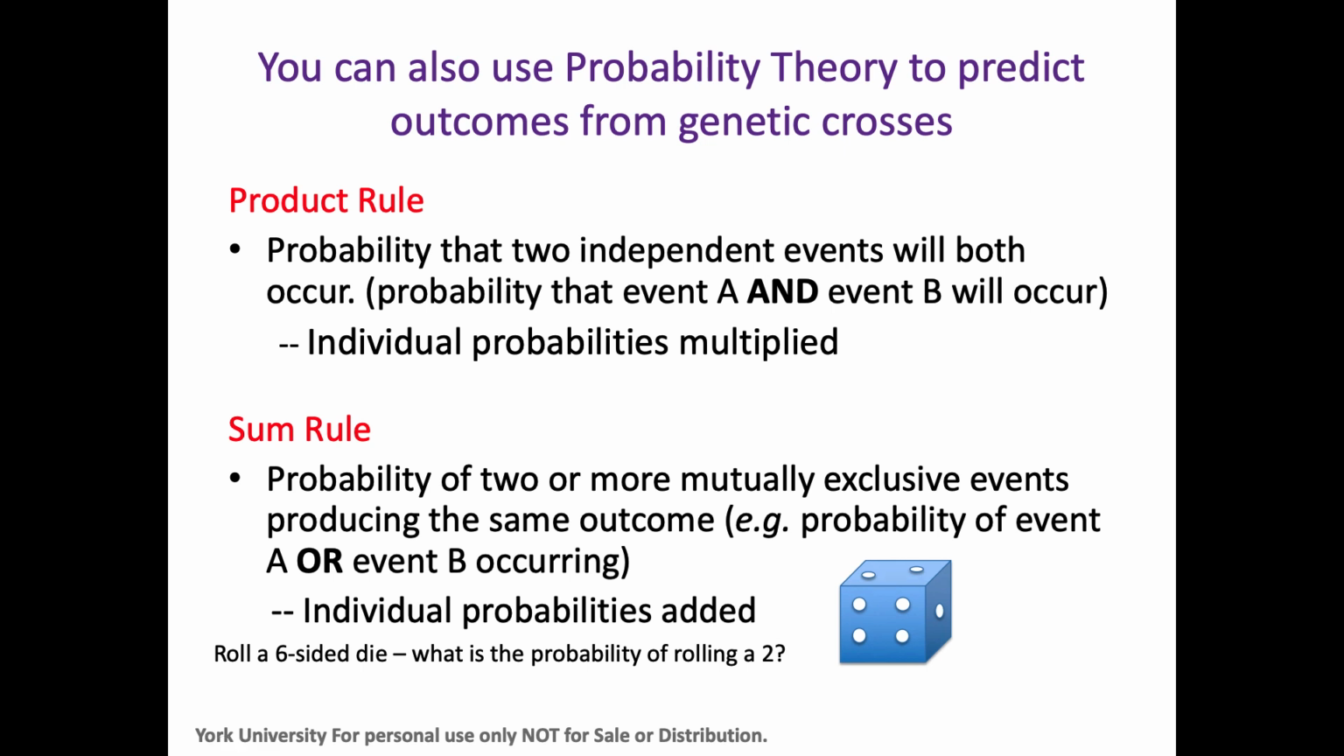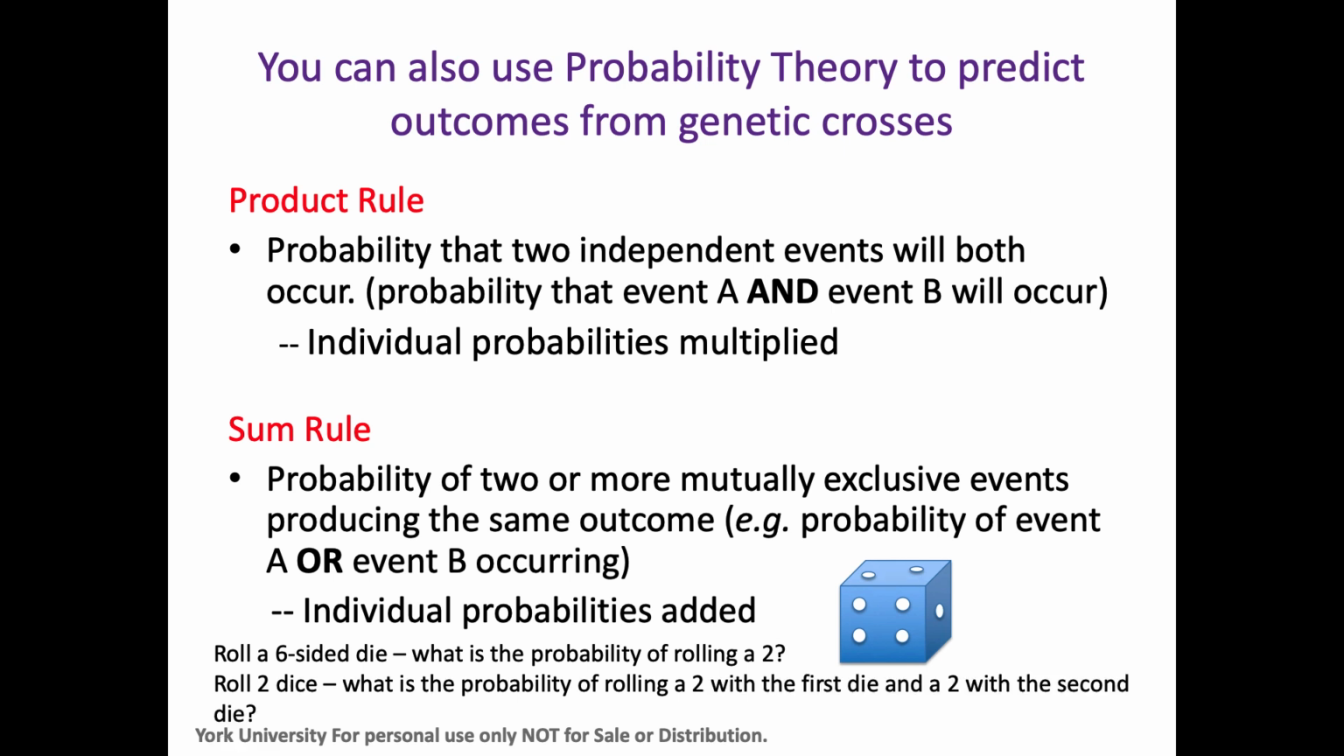Let's now look at a situation where we're going to be rolling 2 dice. What would be the probability of rolling a 2 with the first die and rolling another 2 with the second die? So here we're looking at trying to work out the probability of 2 different events happening essentially at the same time. They're independent events. The first event is rolling a 2 with the first die, and the second event is rolling a 2 with the second die. We want to know the probability of both these things happening, so we're connecting them with an AND. Which rule are we going to use in this situation?